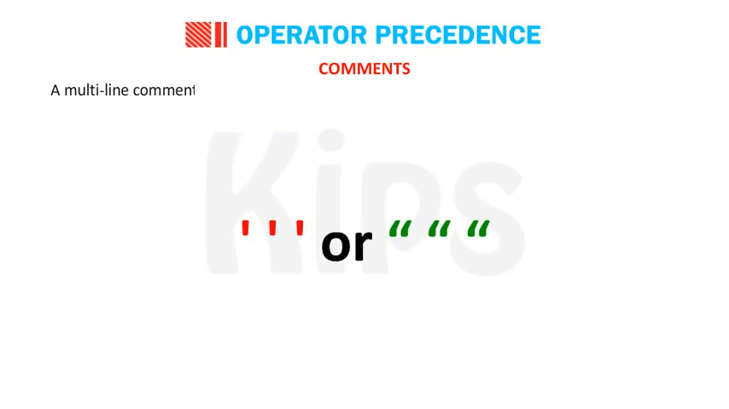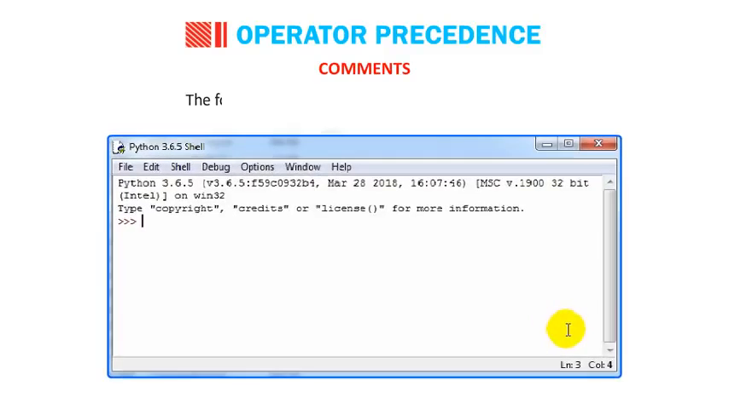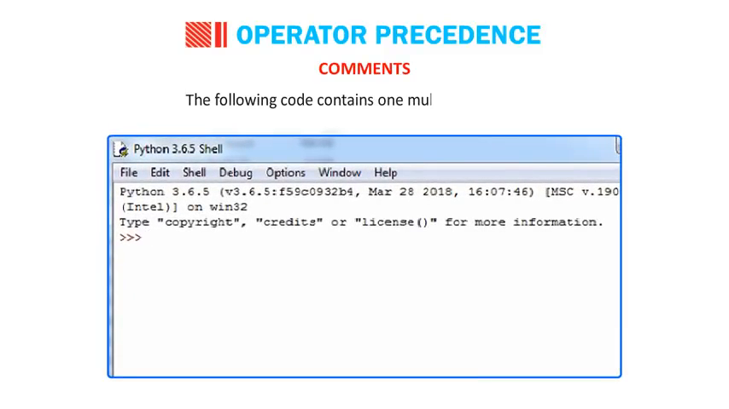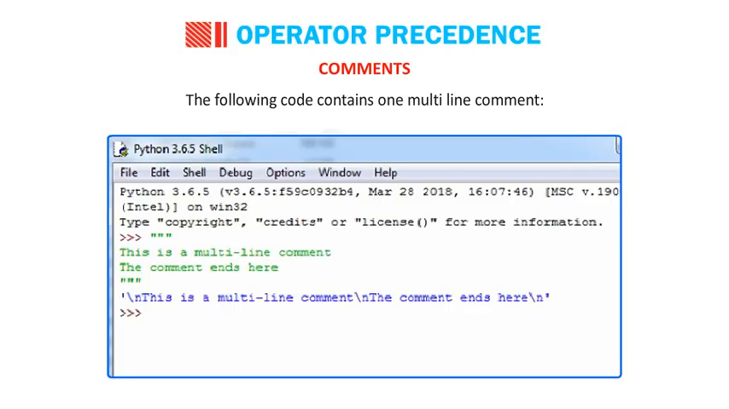A multi-line comment starts and ends with triple quotes, either single quotes or double quotes. The following code contains one multi-line comment. """ This is a multi-line comment. The comment ends here. """ A = 200. print(A).